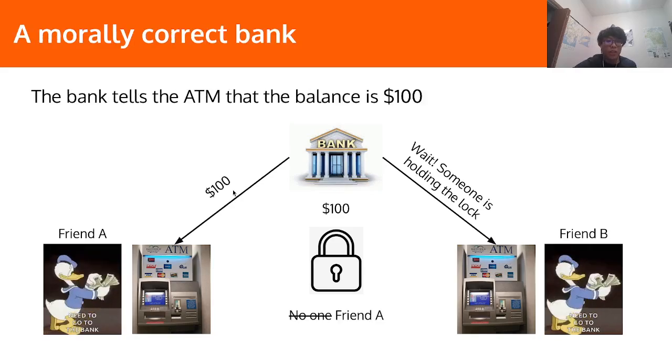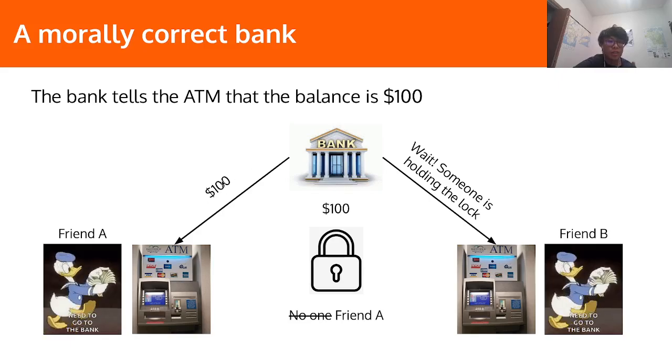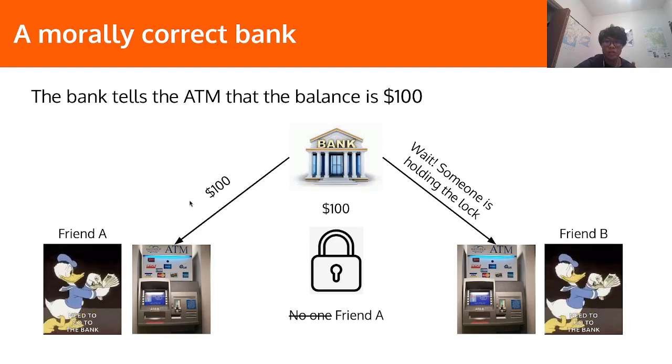So both of them ask the bank for the lock at the same time, right? And the bank would only give it to one person because only one person can hold the lock at once. So the bank decides to let friend A acquire the lock. So here we update that the lock is now held by friend A, and the bank tells friend A that the balance is $100, right?